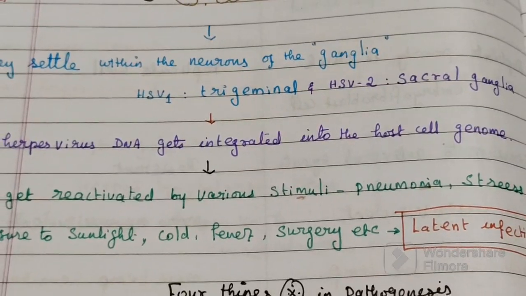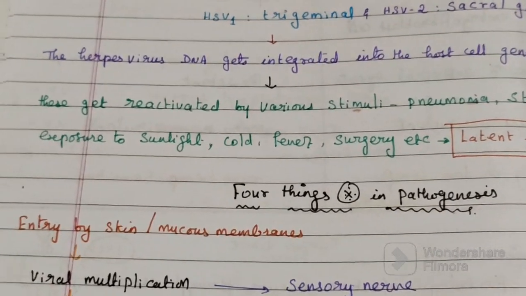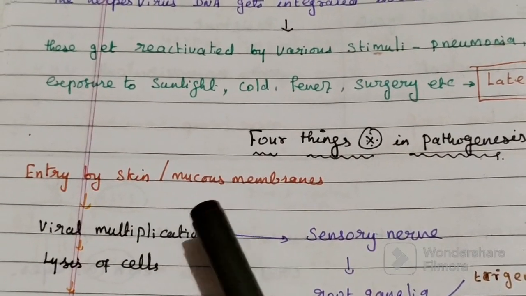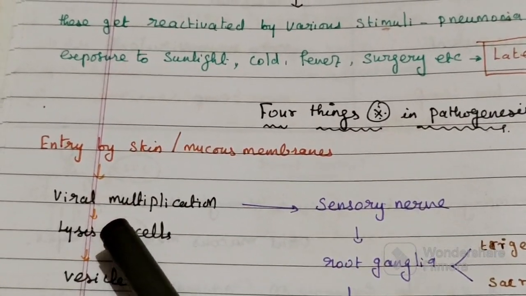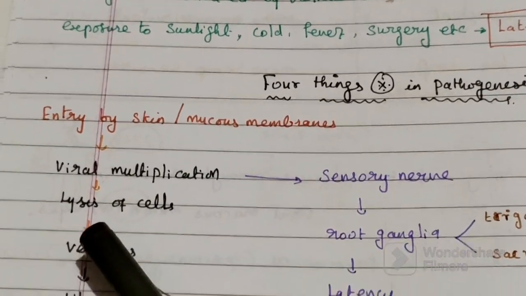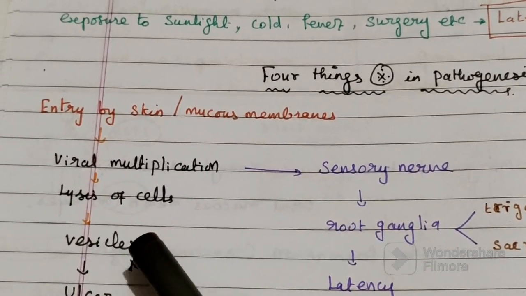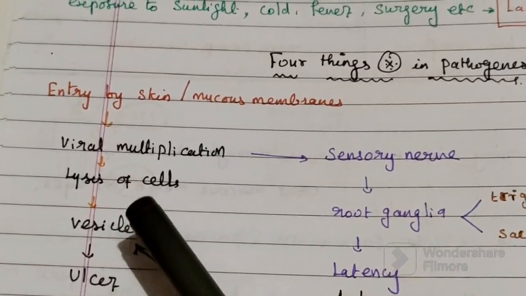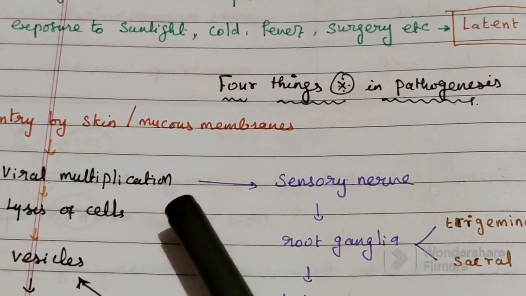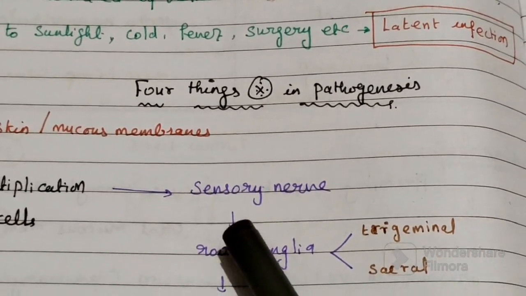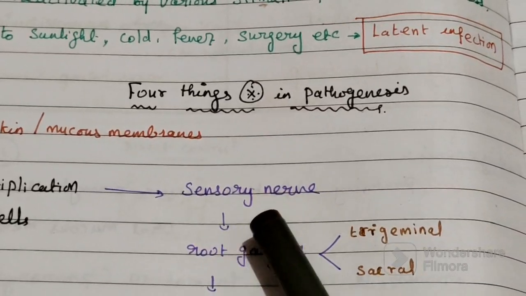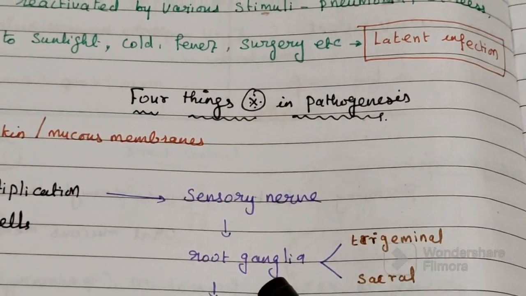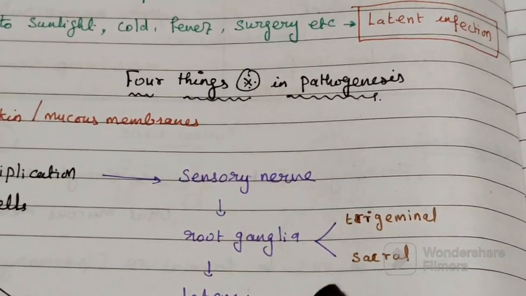There are four important things. First, the virus will enter the skin or mucous membrane and multiplication will happen. Then lysis of the cell produces vesicles, then ulcers. So that is virus multiplication. Second, after multiplication, it will enter the sensory nerves, going to the sensory root ganglion.